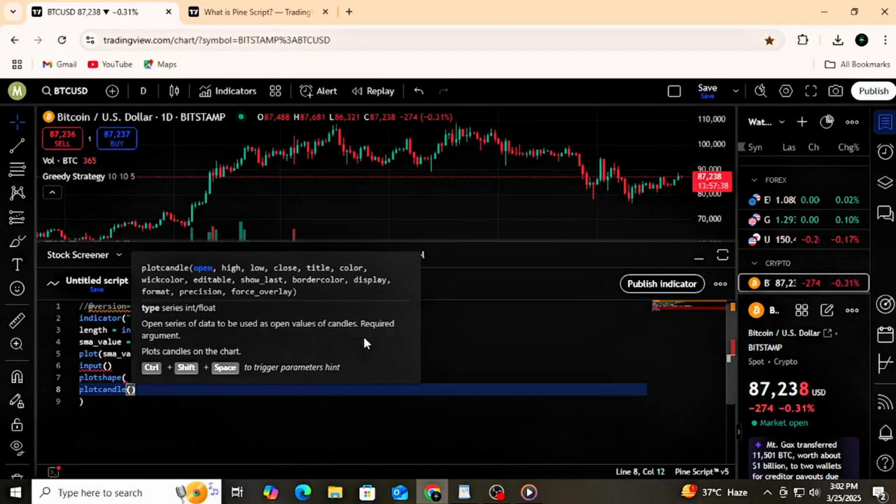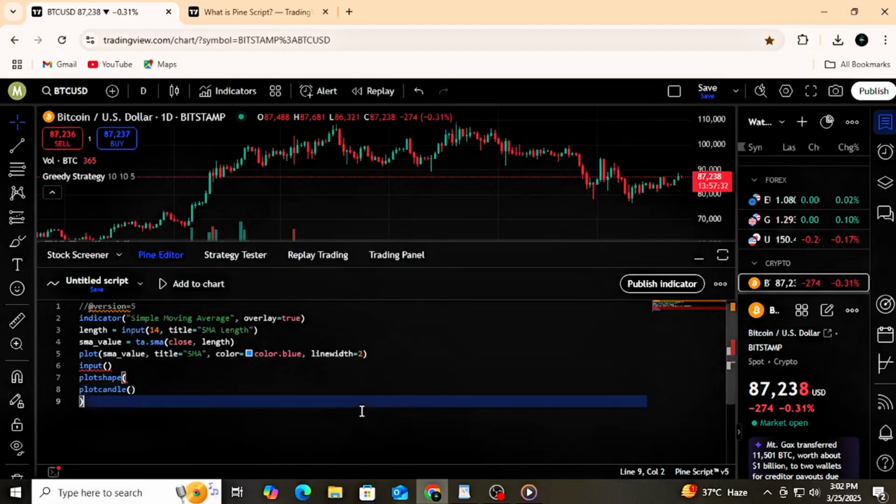These functions offer a high level of customization, allowing traders to develop indicators that align with their specific trading strategies. By using these visualization tools effectively, traders can enhance their technical analysis, improve decision-making, and gain deeper insights into market behavior. To enhance the functionality of an indicator, PineScript provides a variety of built-in functions for working with price data, mathematical operations, and logical conditions. These functions enable traders to perform complex calculations and automate decision-making within their scripts.